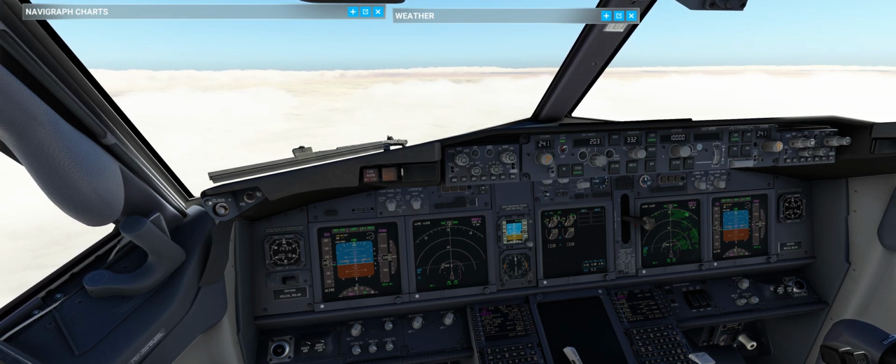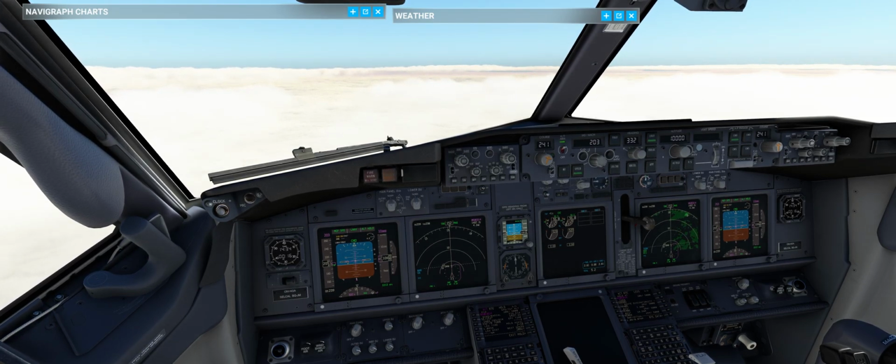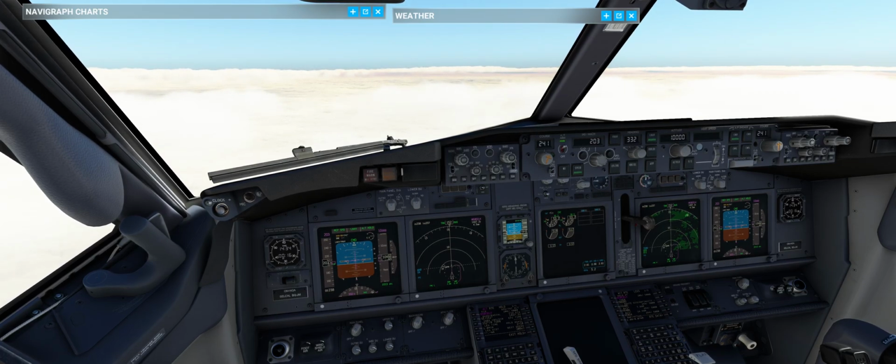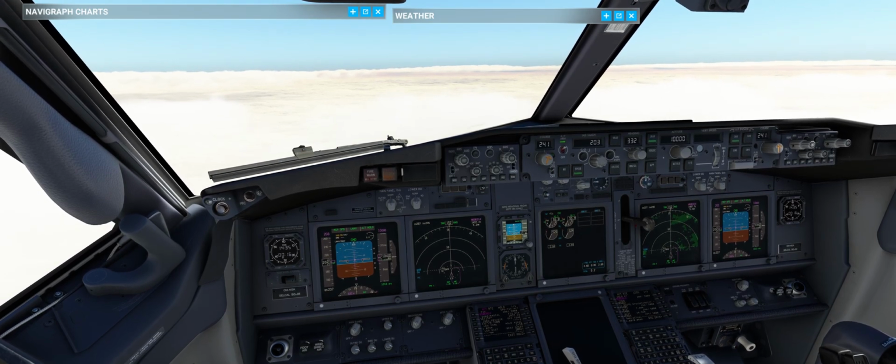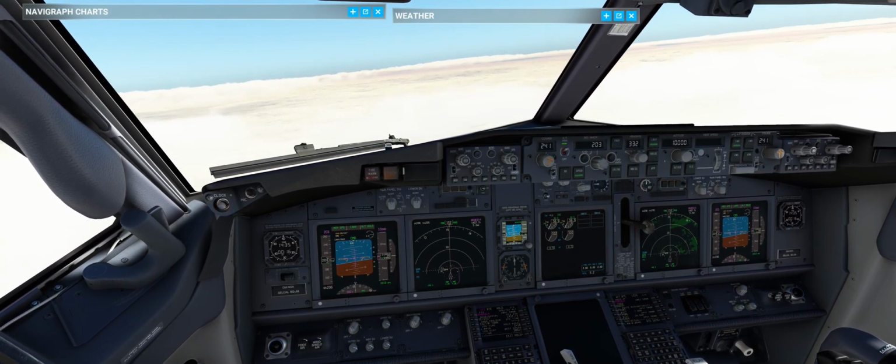Or for example, at 30 feet RA, we don't have the retard call out, so the first officer will call no retard. That means that the captain will disengage the auto thrust and close the thrust levers manually. Okay, so I think that this is a very reasonable and very good point. So let's jump to another thing.